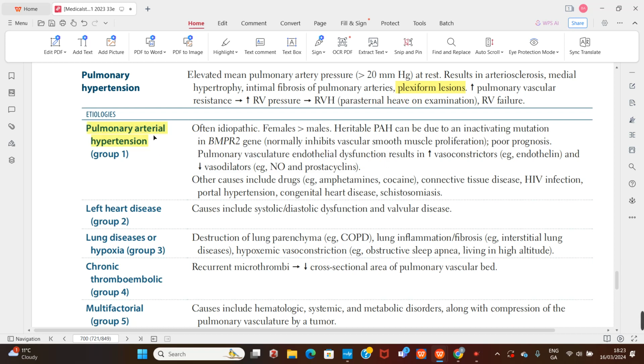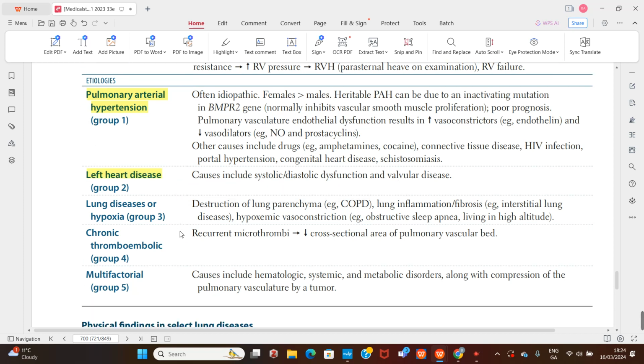It can affect the artery, it can affect the vein. So the vein one is the left heart disease. It can affect the capillaries in a way. So that's the lungs. Then thrombus. So that's the way to look at it. Artery, vein, capillary. So the artery might be idiopathic. Very common in females more than males.